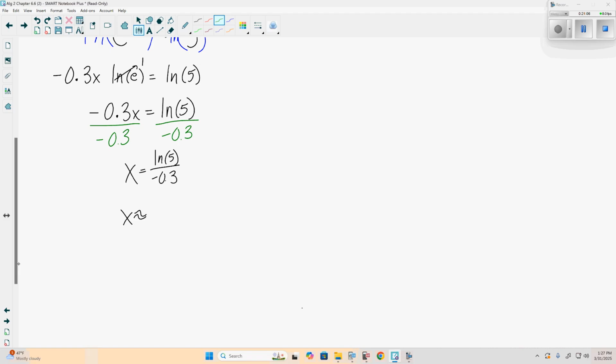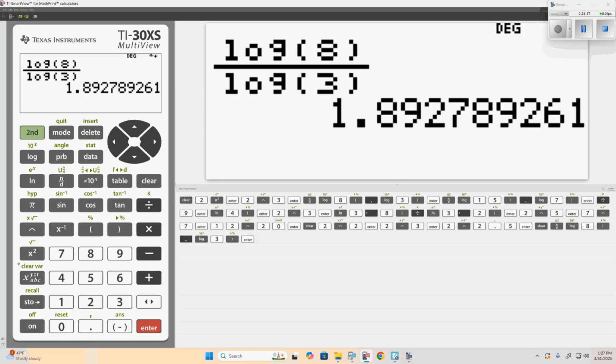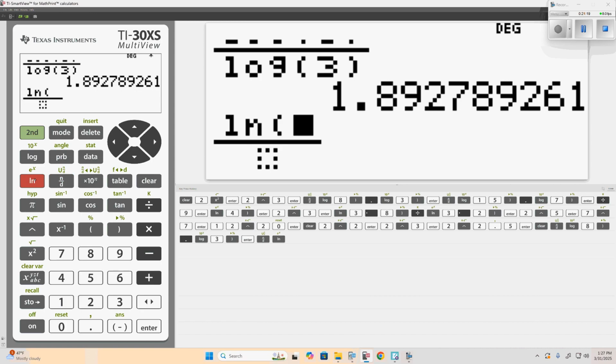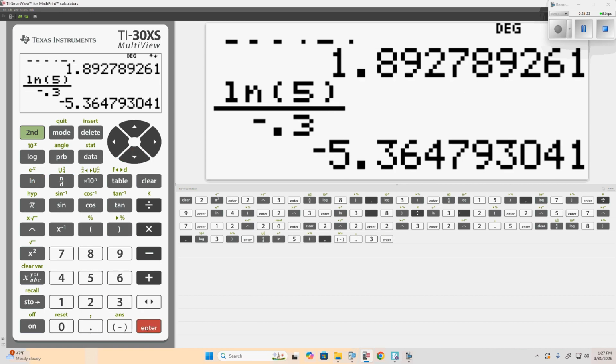Questions on this here? Questions on this problem here? Now we could take the decimal approximation of this too. The natural log of 5 over negative 0.3 is negative 5.365.